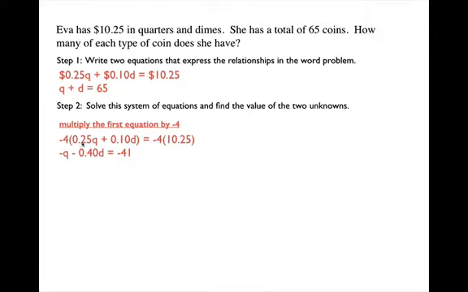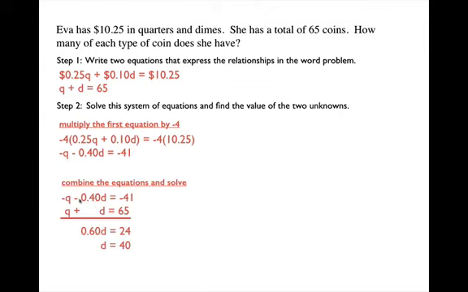When I do that, I turn this 0.25q into a negative q. Then the 0.10d turns into a negative 0.40d, and this 10.25 turns into a negative 41. Then I'm going to take my new equation and combine it with q plus d, and when I do that, I eliminate the q's. Negative q plus q is 0, negative 0.40d plus d is 0.60d, and negative 41 plus 65 is 24.